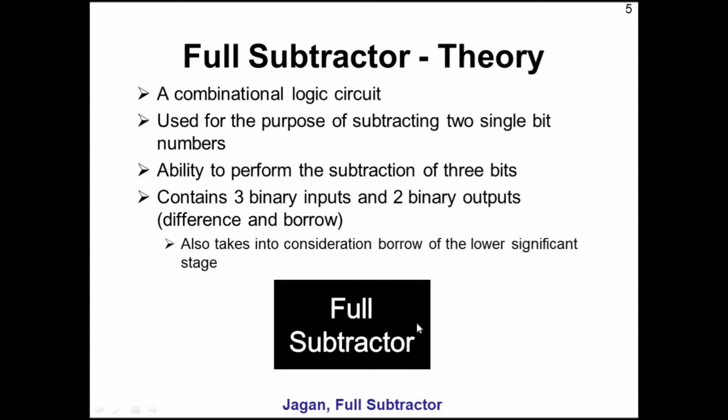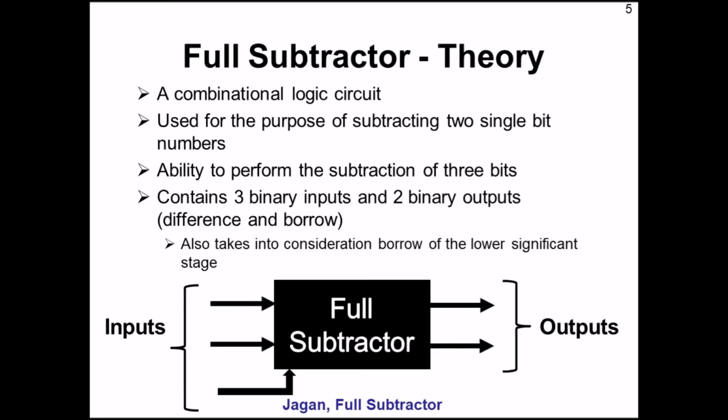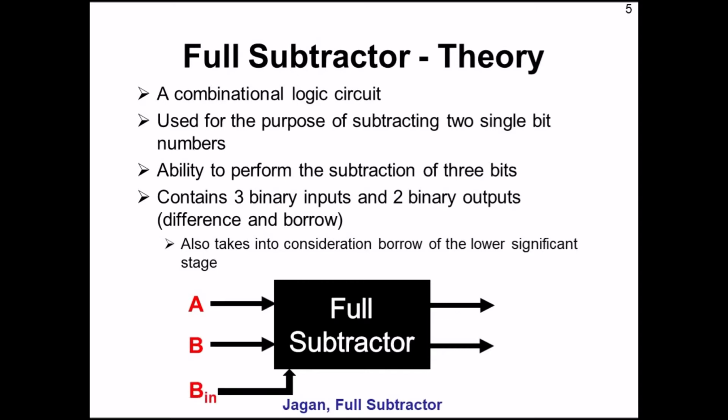So here is your full subtractor block where you have inputs 3 and outputs 2, and if we label A is one of the inputs, B and B in. So here the label B in represents borrow input, and D is the difference, and B out would be your borrow. Let's go to the design.